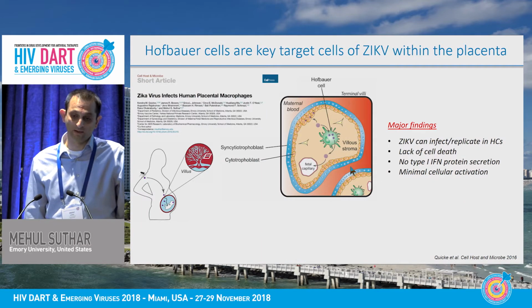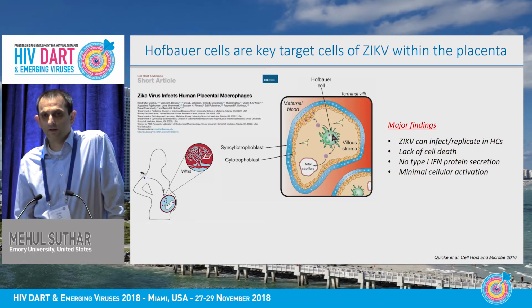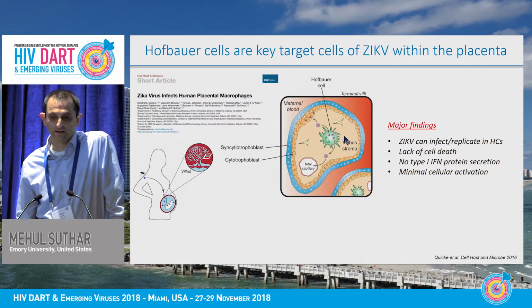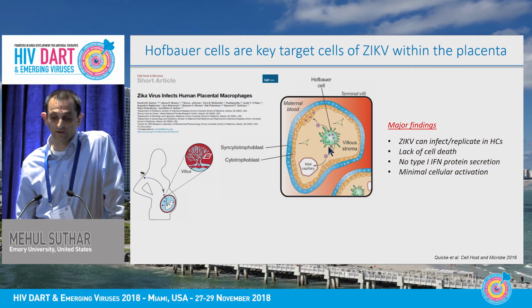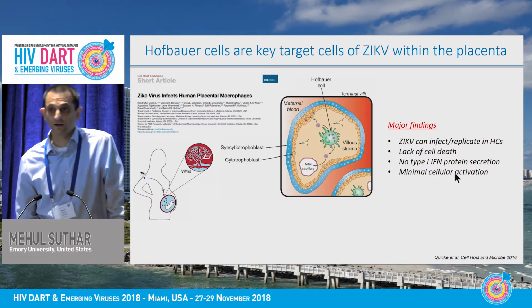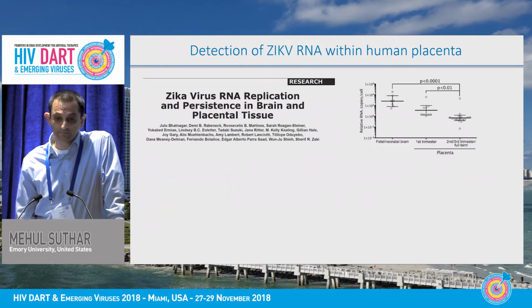And one of the things that my laboratory first discovered was we identified that Hofbauer cells, which were discovered over 100 years ago, are found within the placenta, within the villus stromas, are tropic cells for Zika virus. These seem to be very permissive for Zika virus infection. We've shown that they can replicate. We don't see a lot of cell death. And just like I mentioned before, we don't see any type 1 interferon secretion, and we see very minimal cellular activation, which corresponds to our STAT5 inhibition.